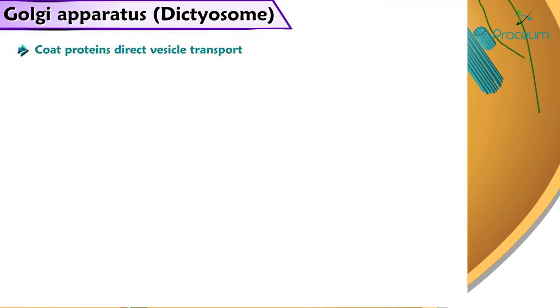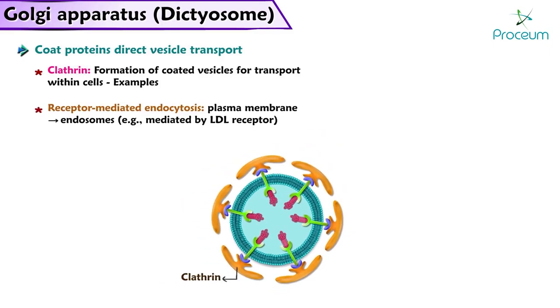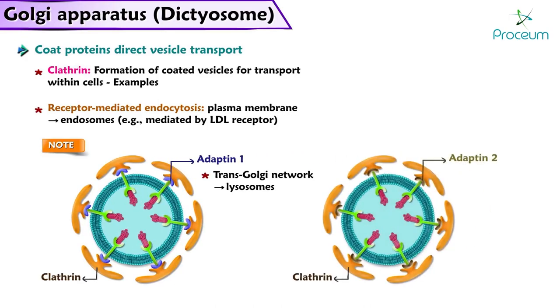The third protein is clathrin. This is involved in the formation of coated vesicles for transport within cells. For example, receptor-mediated endocytosis, from the plasma membrane to endosomes, is mediated by LDL receptors. Note that clathrin plus adaptin 1 is the transfer from the trans-Golgi network to the lysosomes, and clathrin plus adaptin 2 involves the plasma membrane to the endosomes, or endocytosis.